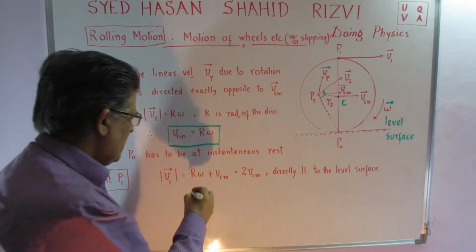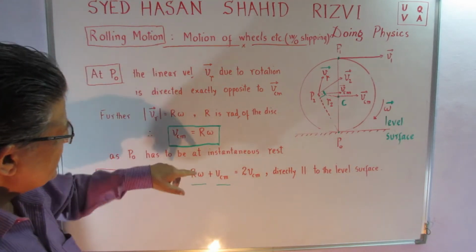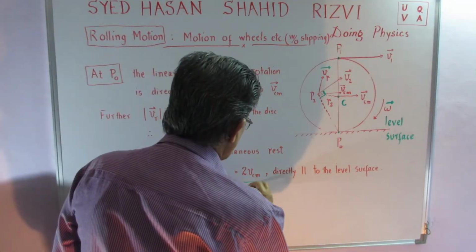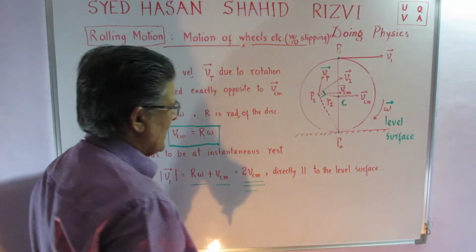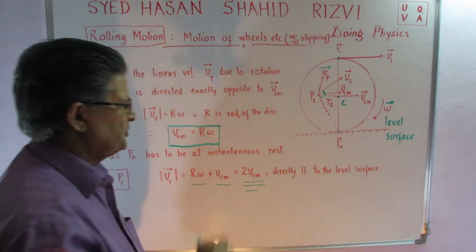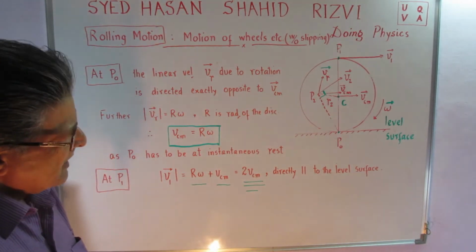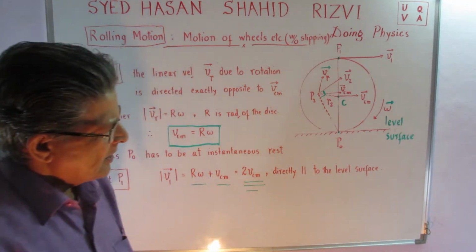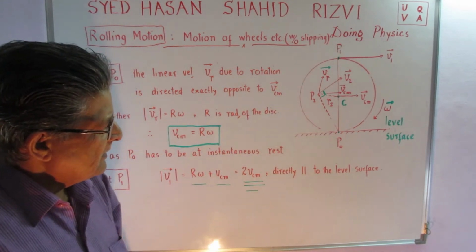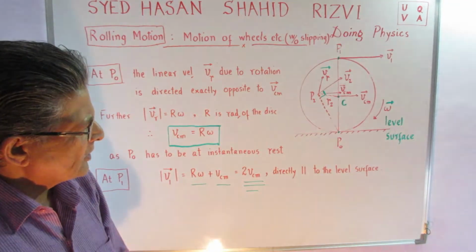So this is r omega plus Vcm, and r omega itself is equal to Vcm, and therefore it turns out to be 2 times the velocity of the center of mass, and it is directly parallel to the level surface. So the exercise is very simple, and we can sum up that when there is a rotation of a disk on a level surface without slipping, then different points on the disk have different linear velocities.